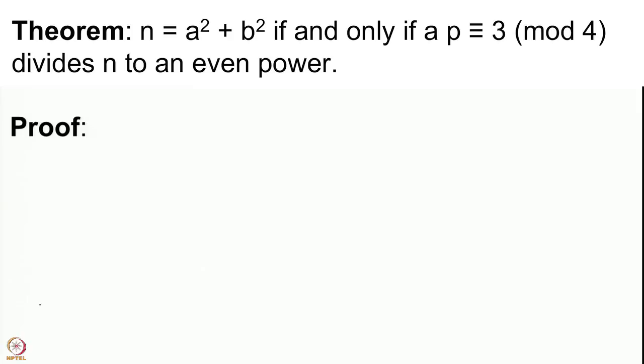Clearly, there is no condition on the powers of 2 that may appear. There is no condition on the powers of the other set of primes, those which are congruent to 1 modulo 4; on them also we have no condition. So, let us go and prove this result. We first prove that the condition is sufficient.